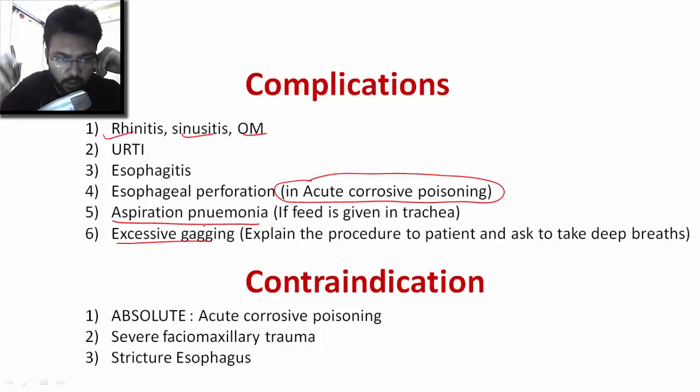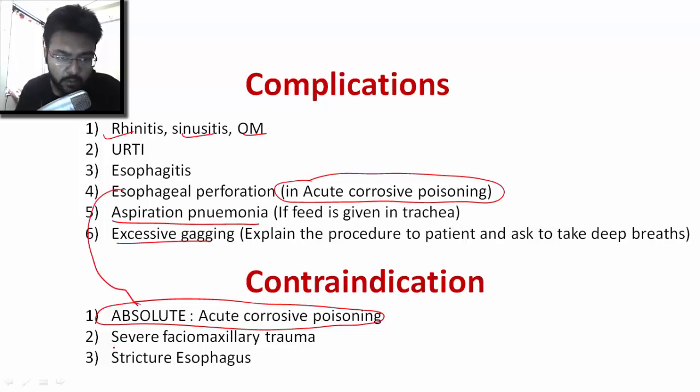If the intubation is within the trachea, there will be cough and gag reflex in the patient. You may ask the patient to say his name or to take deep breaths. If he is unable to say his name, then you may remove the Ryle's tube and try to reinsert it again. Now, what are the contraindications of Ryle's tube? Absolute contraindication is acute corrosive poisoning. It may result in esophageal perforation, or in severe maxillofacial trauma or stricture esophagus.